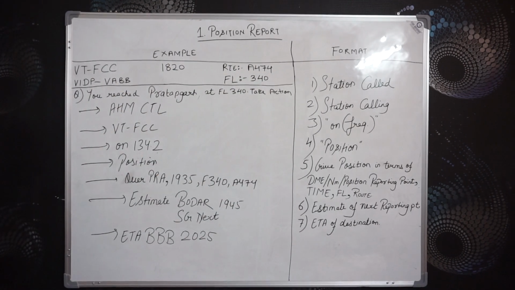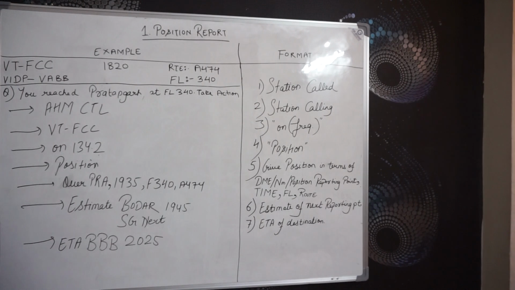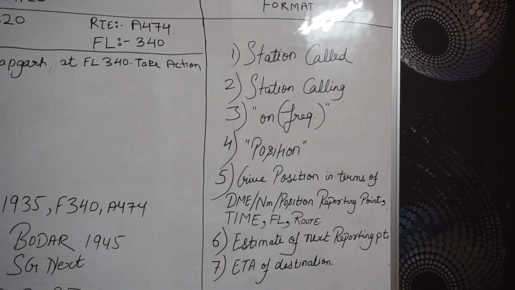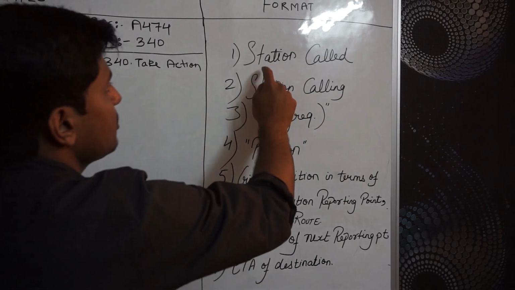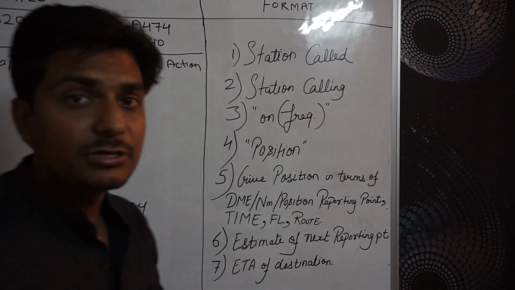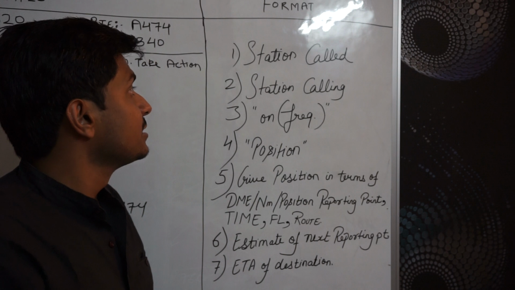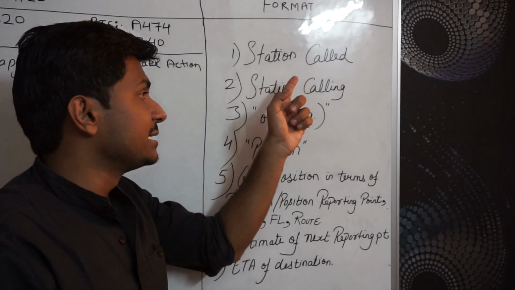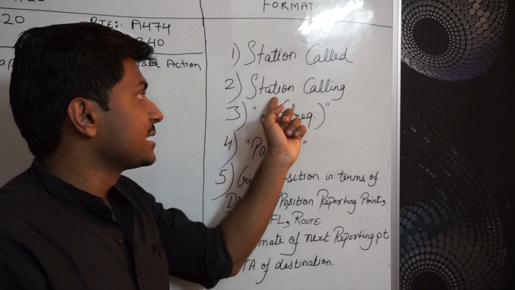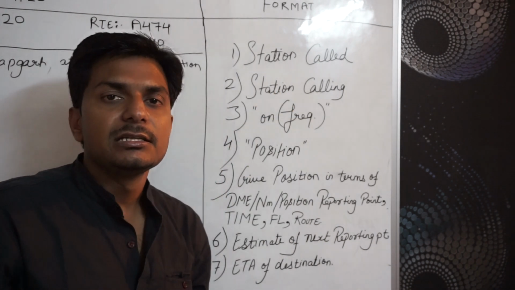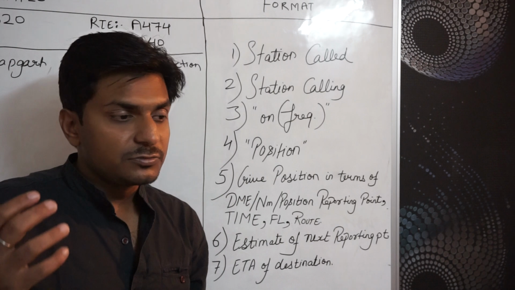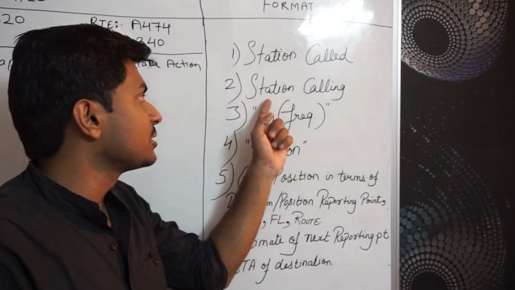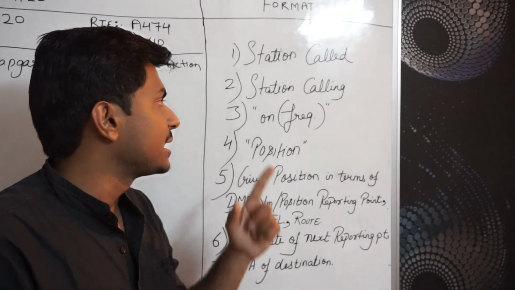Let me zoom in. As you can see in the format, the first point is the station called. This will be the ATC unit you're going to call, and that will be the name of the station called. You have to put this ATC unit, and then the second is the station calling. That means the aircraft. The identification of the aircraft can be by registration or the flight number. So you can use registration or flight number.